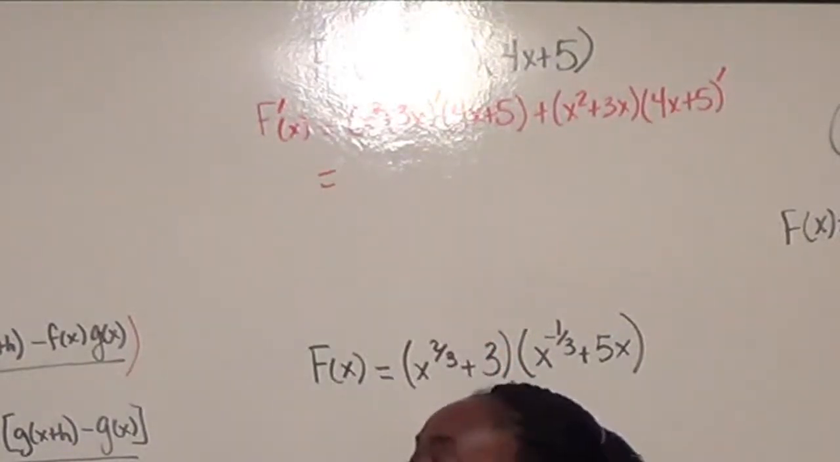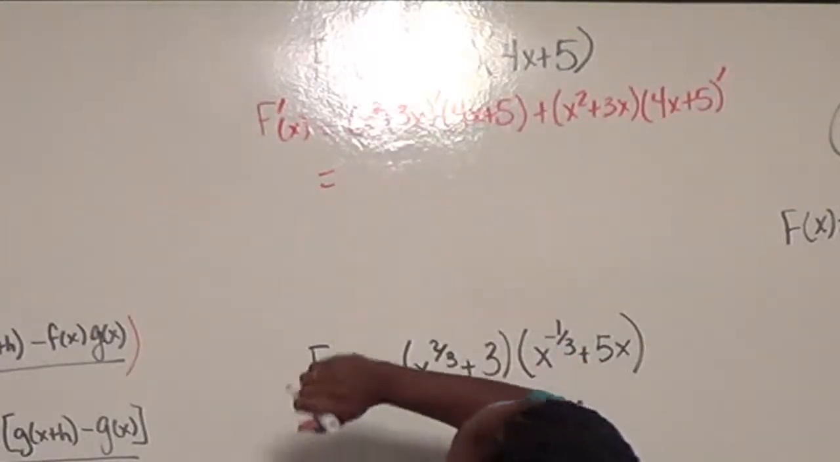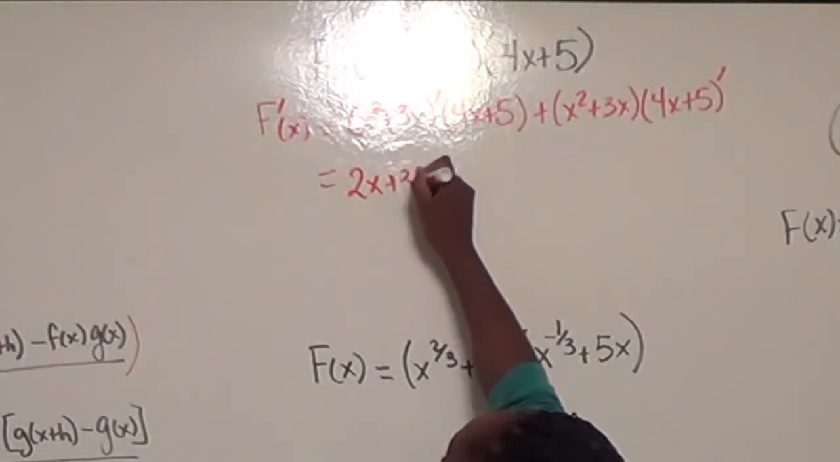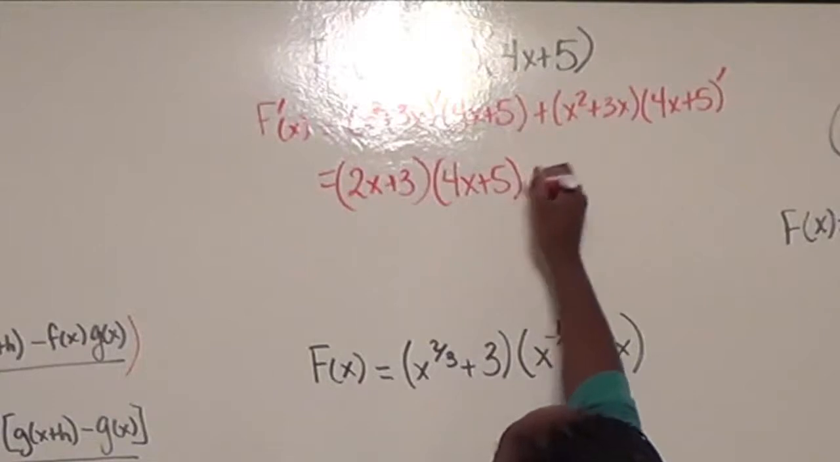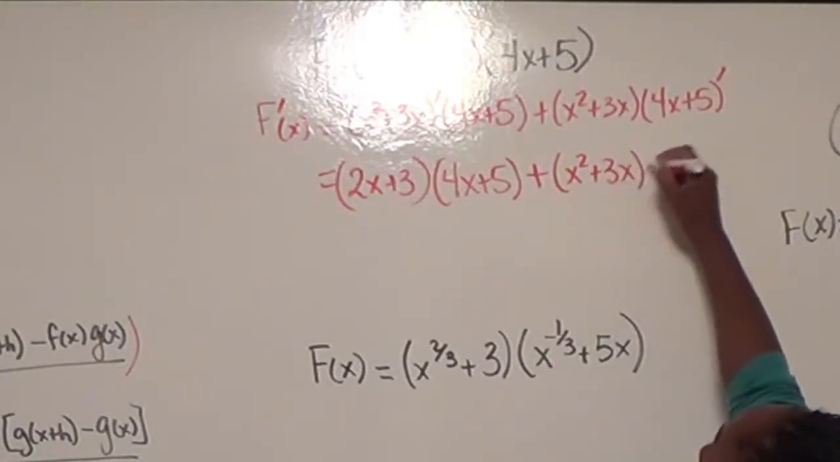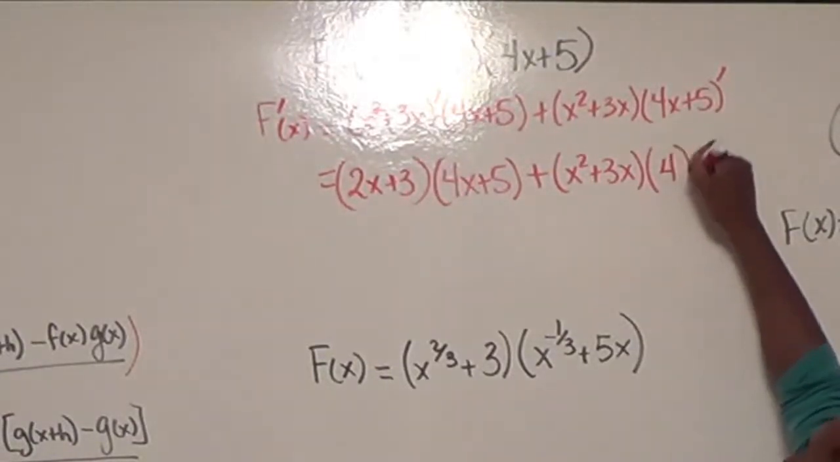Now we can actually calculate the derivatives where needed. The derivative of x squared plus 3x, I can use my basic properties. That's going to be 2x plus 3 times the 4x plus 5. Here the x squared plus 3x stays the same, and I'm going to multiply by the derivative of 4x plus 5.